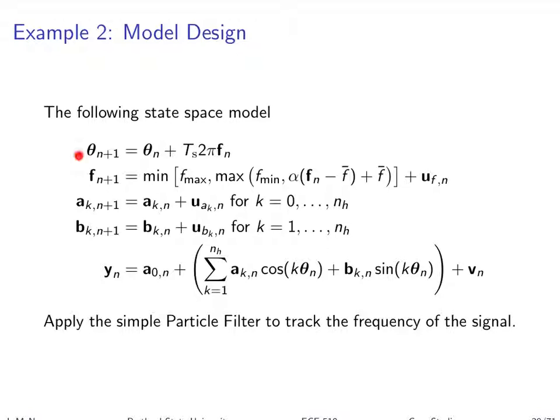The dimension is 1, 2, and there's 2 harmonics. So there's 2 here and 2 here. So there's 1, 2, 3, 4, 5, 6. It's another 6-dimensional state vector in this example.